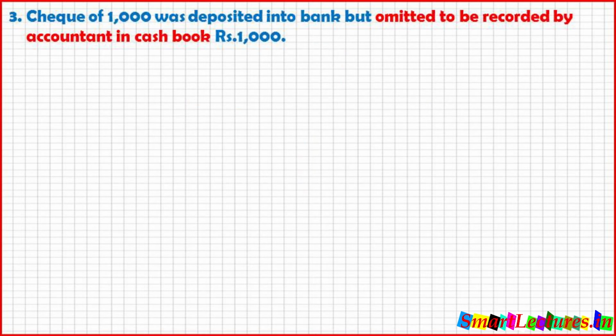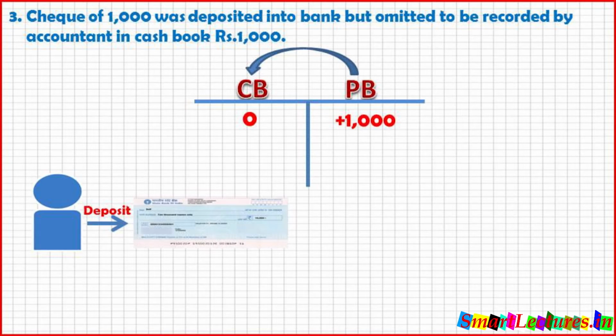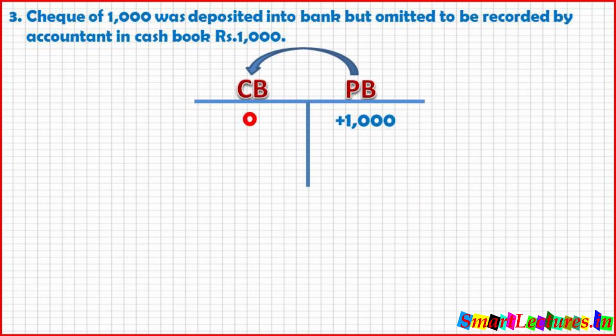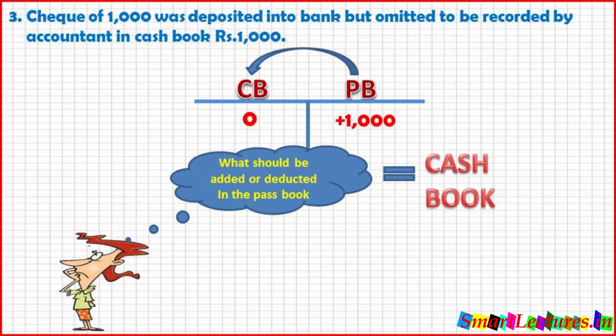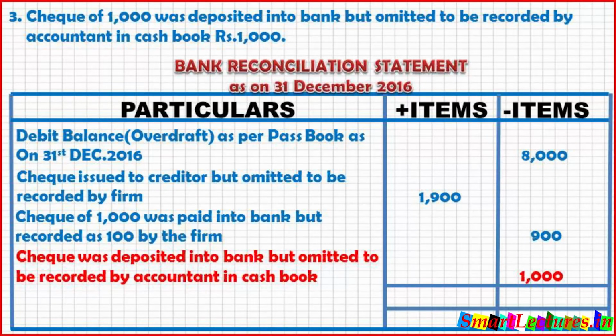It means cash book was showing 0 but passbook was showing 1,000, because when we deposit the check, the bank will collect money on our behalf from another bank and will deposit that amount in our account. So passbook is showing plus 1,000, cash book is showing 0. So what should be added or deducted from passbook that the total on both sides is 0? Answer is minus 1,000. So you will write down check of 1,000 was deposited into bank but omitted to be recorded by accountant in the cash book, 1,000 on minus side.